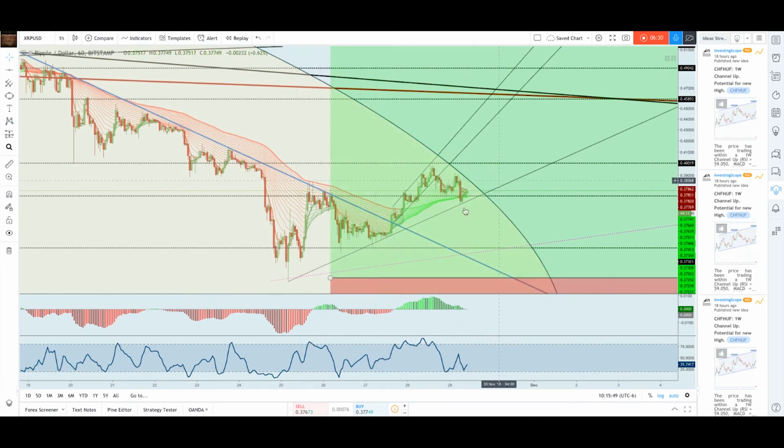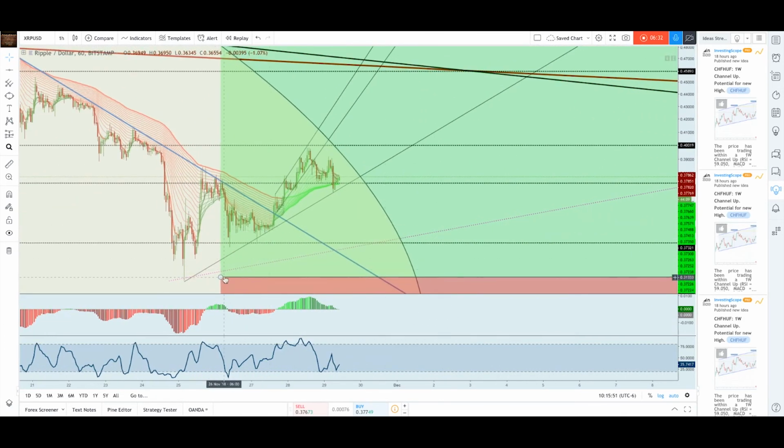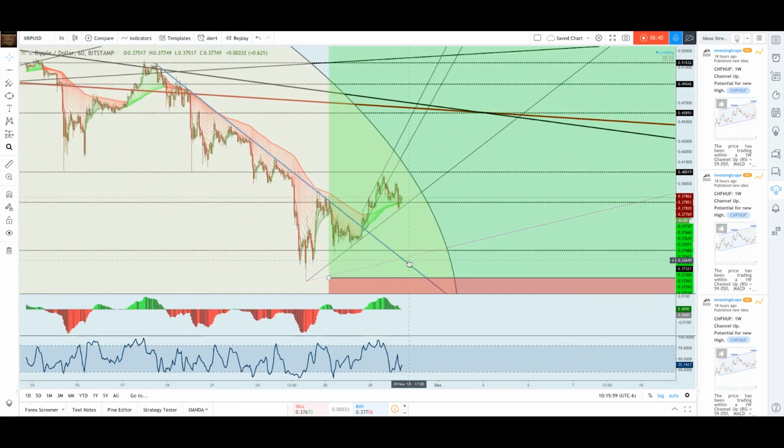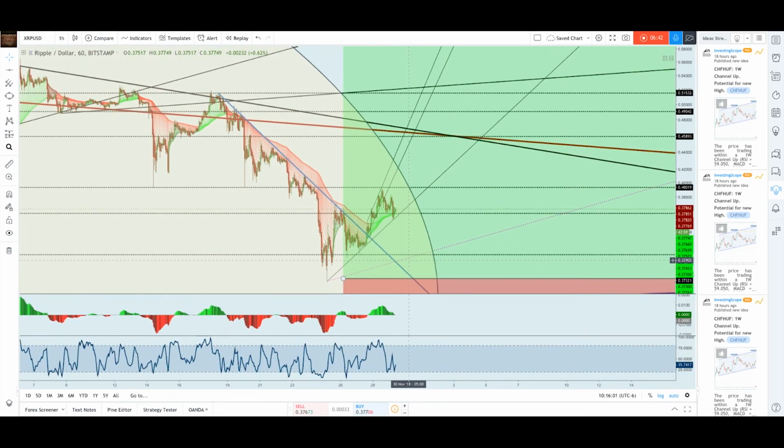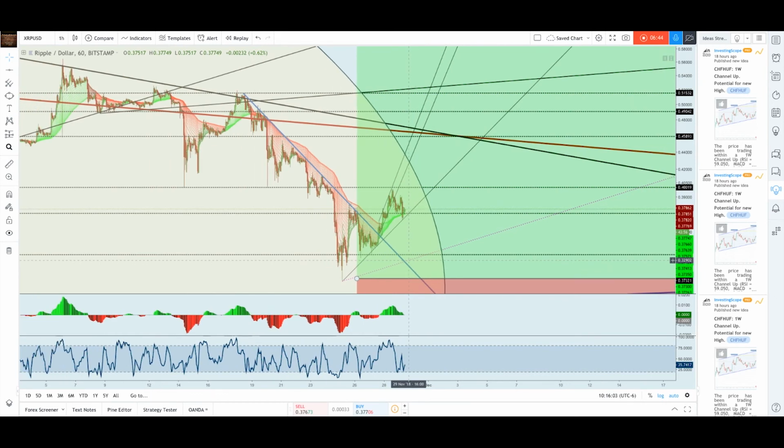I don't know if it's going to follow this, or if my crazy theory is true of following this pink line. If it's based on previous activity, maybe this will be that line. Who knows? I'm not really sure.